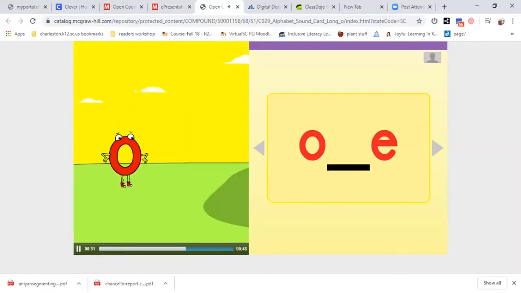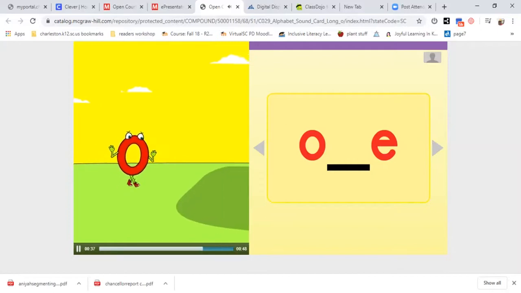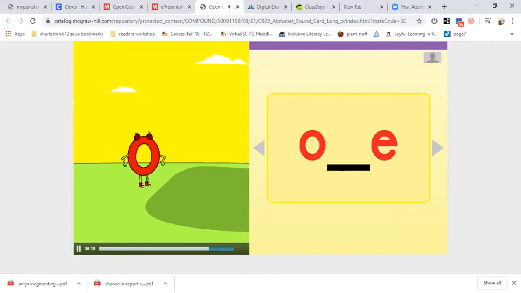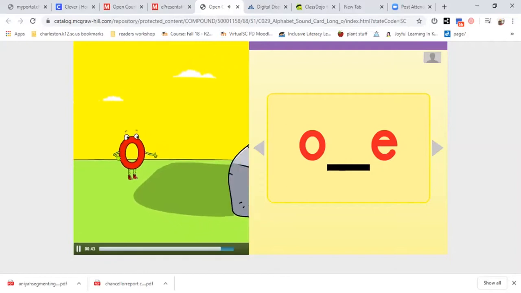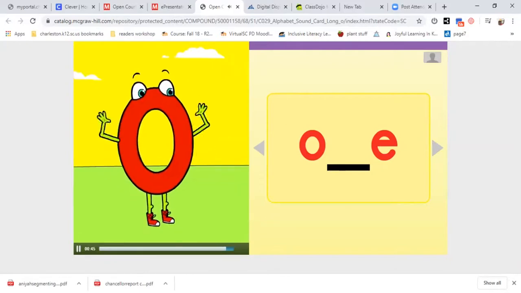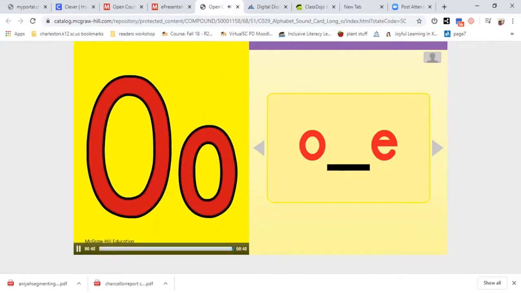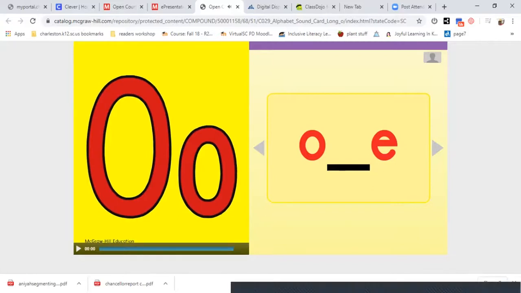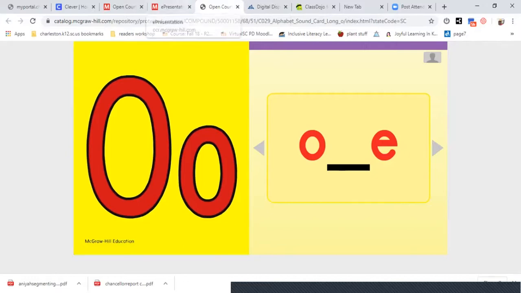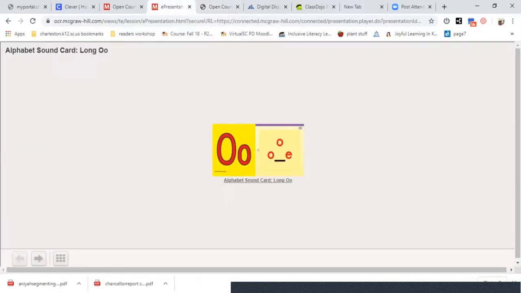Long O swallows his fear and decides to not bolt. He approaches the shadow and groans when he sees that the figure is only a lonely stone. Oh, oh, oh. So did you hear some things that have the long O sound? I believe you did. So we're going to listen for the initial O.